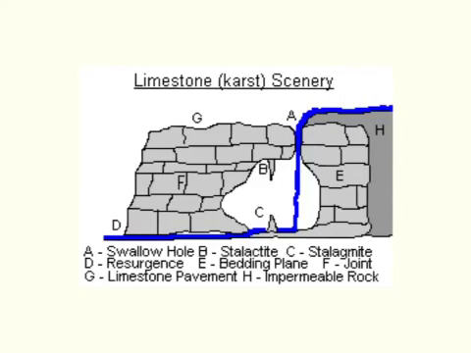Hi gents, I'm just going to talk to you about limestone scenery. Now limestone is a rock which is made up of calcium carbonate, and how it gets eroded, and this is the most important equation that you must be aware of, is that rainwater reacts with carbon dioxide in the atmosphere to form carbonic acid.